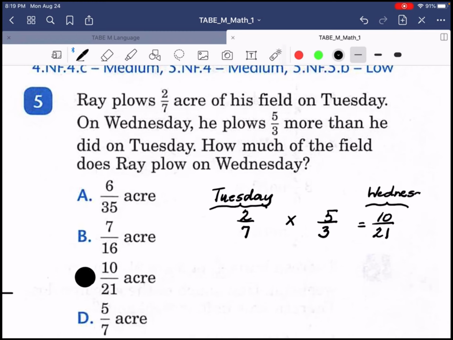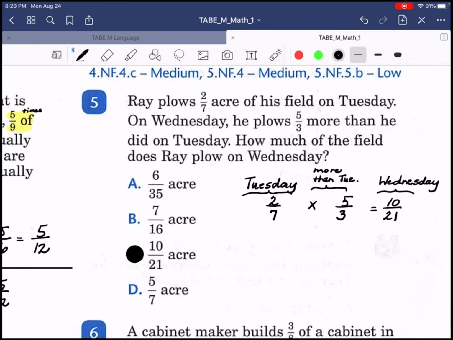I do see what I'm doing here. See, I made the same mistake twice. The 10/21 is the Wednesday amount. This amount was just the increase. So he just increased by 5/3, but the actual amount of the field was 10/21, was almost half. 10/20ths would be half the field, but this was a little bit, just a shade less than half.